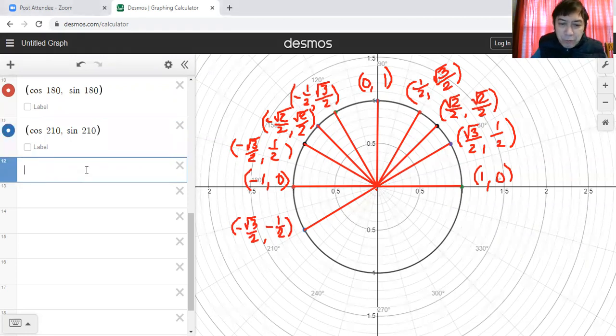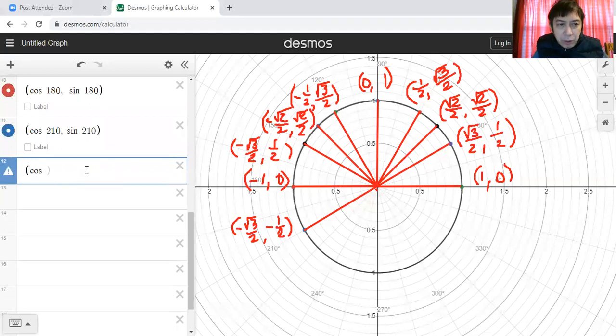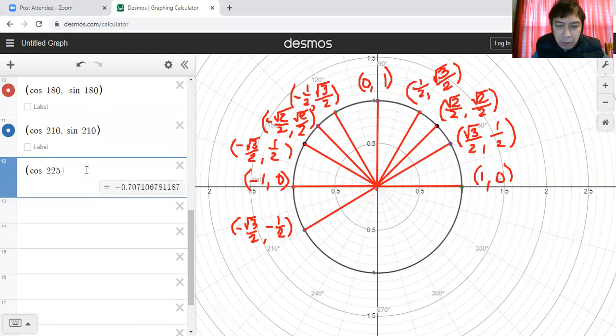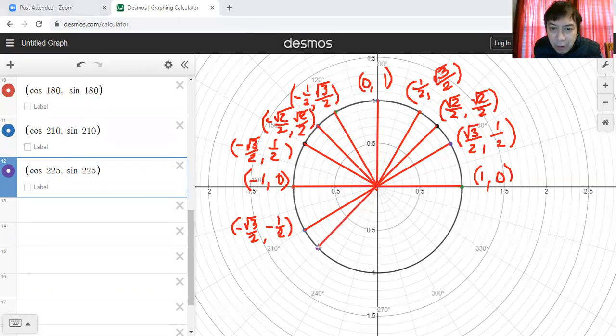225 degrees. This is multiples of 45 again. So we will have the x coordinate and then the y coordinate there. You can see the light violet point at the third quadrant, and we'll connect it with the terminal side there. Now how about the coordinates of this point? This will be both negative: square root of 2 over 2 and negative square root of 2 over 2, the x and the y coordinate.